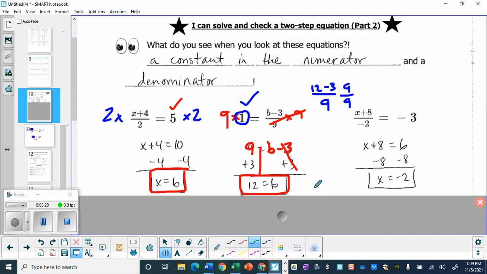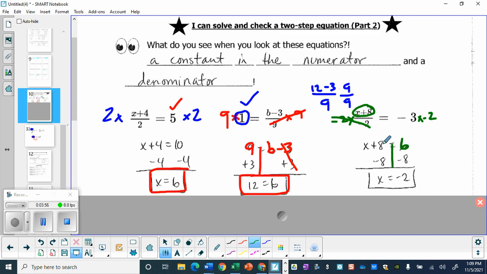All right, and now for the last one. Something out there plus 8 gives me this top part. And then that top part, if I divide it by a negative 2, I get negative 3. So anytime I see a denominator, I'm going to multiply by the negative 2. And negative 3 times negative 2 is positive 6. This cancels out, and now x plus 8 gives me a 6.